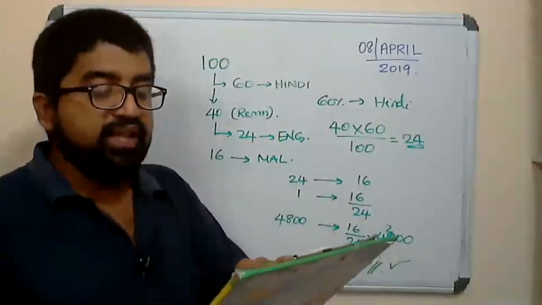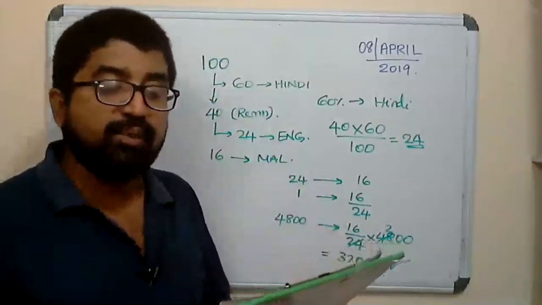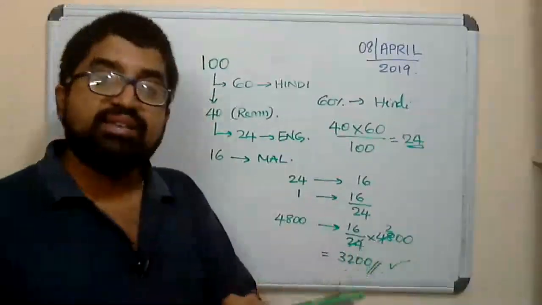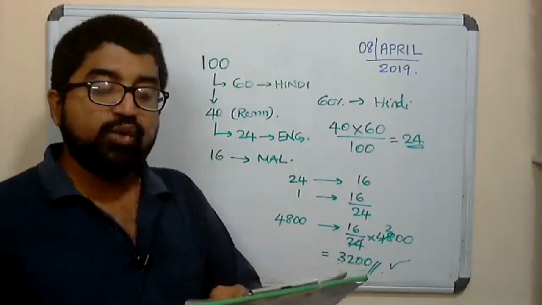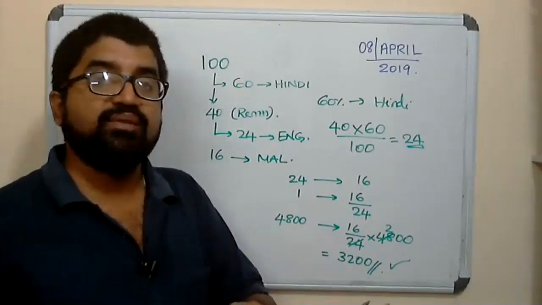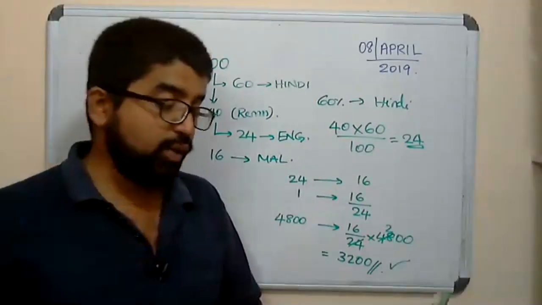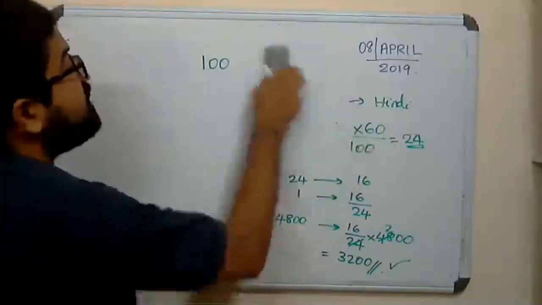So in the question, given that there are 4,800 books in English, what is the total number of books in Malayalam? The value comes to 3,200. And that will be the final answer for our second question. So 3,200 is the final answer for our second question. So with this, we will now go to our third question. So please go through the third question, which I have posted there.